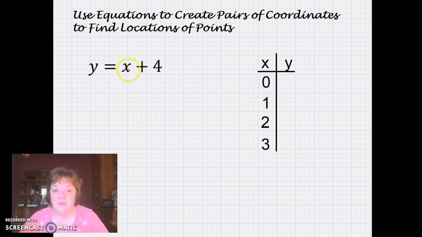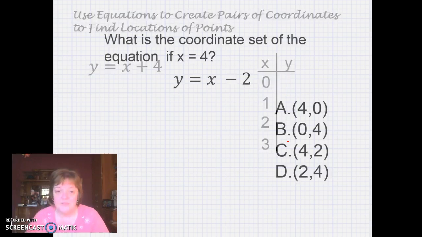Okay, so if we put 0 in, 0 plus 4 is only 4, right? 1 plus 4 is 5. 2 plus 4, 6. 3 plus 4 is 7. Easy. I know you're thinking, boy, that's got to be hard, but no, it's really not.